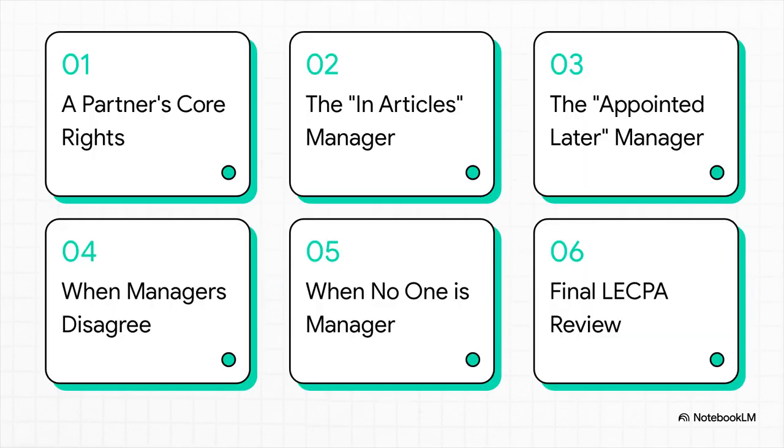All right, here's the game plan for today. We're going to break down a partner's 3 core rights. Then, we'll look at what happens when a manager's in the articles versus appointed later. We'll sort out what to do when managers disagree and what happens when no one's in charge. And then, we'll hit it with a final bullet review to lock it all in.